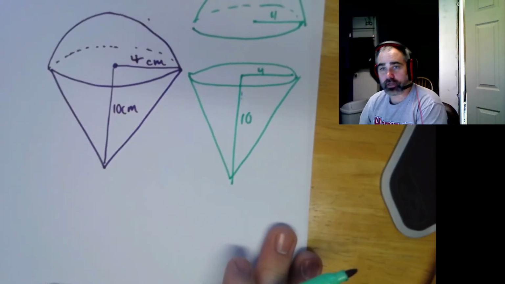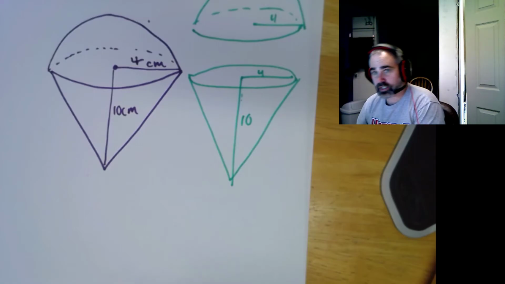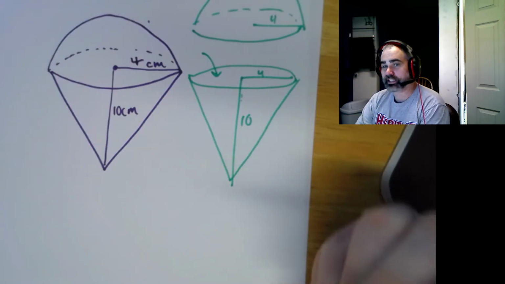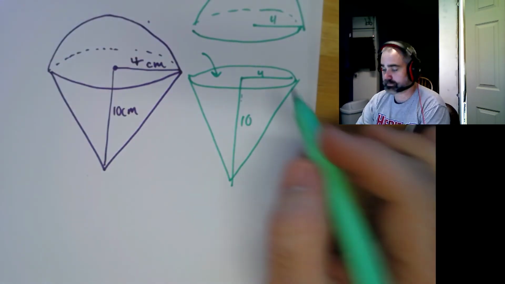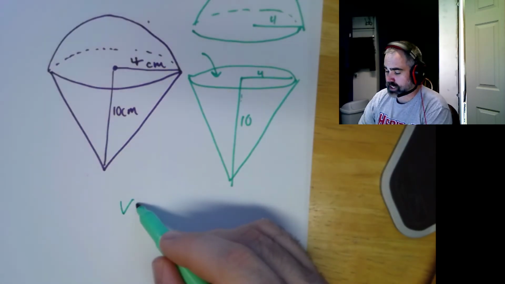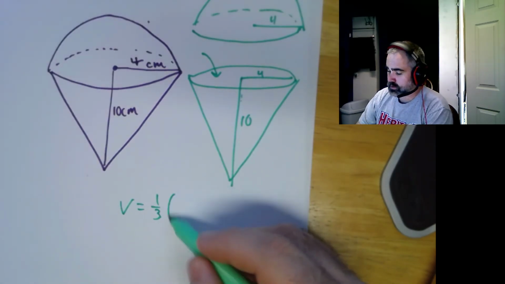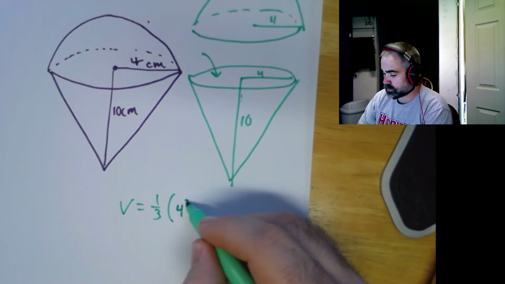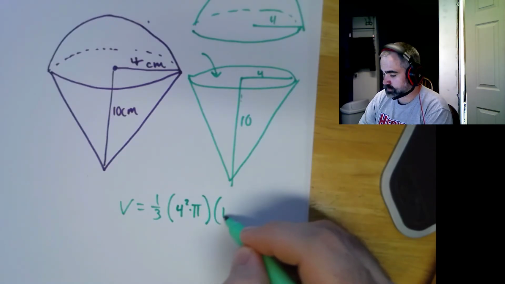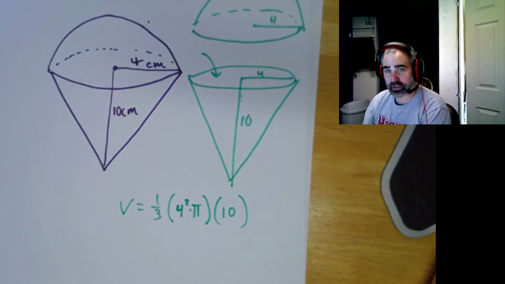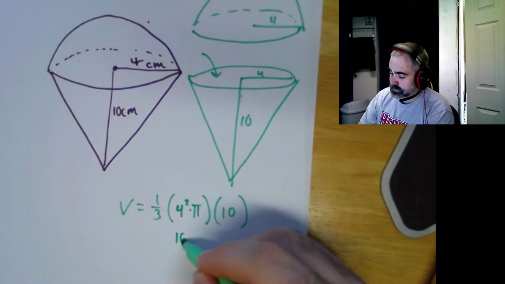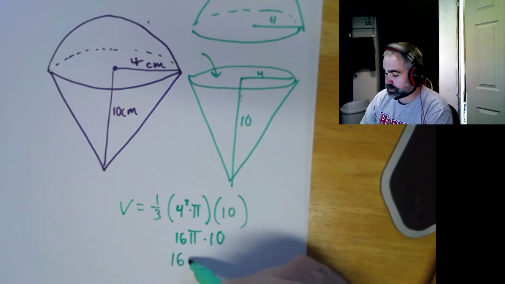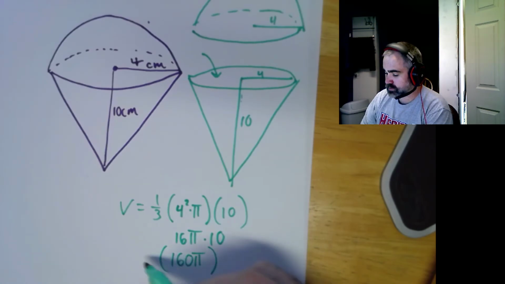Okay, remember the volume of a cone is just the area of the base, which is the circle, times the height, which is 10, times 1/3, because it's not a whole cylinder. Okay, so go ahead and write that out again. 1/3 times the area of the base, which is going to be 4 squared times pi times the height. We can go ahead and plug this all in. 4 squared is 16, so 16 pi times 10. That's 160 pi times 1/3.